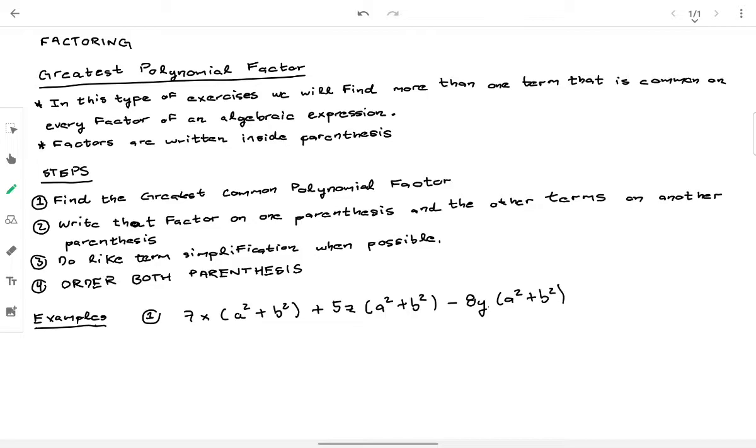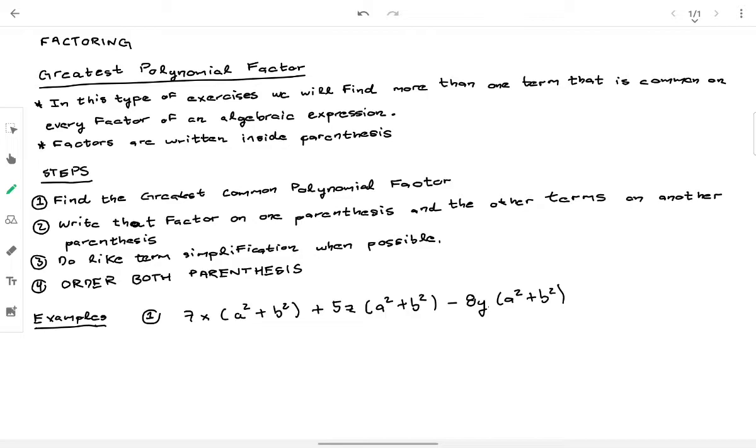Then we are going to write that factor one time in one parenthesis, and the other terms that are not the polynomial common factor will be written in another parenthesis. Then, if possible, we can do like term simplification. And at the end, remember, it's very important to order our answer. In this case, we need to order correctly both parentheses.